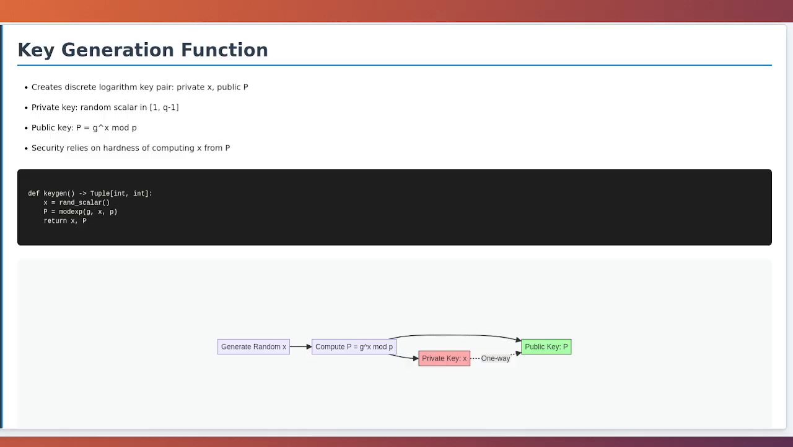The relationship between x and P is fundamental to our scheme. During signing, the signer will use their private key x to create responses that satisfy certain equations. During verification, anyone can check these equations using only the public key P. The discrete logarithm hardness ensures that only someone who knows x can create valid signatures for P, while anyone can verify signatures using the public P.